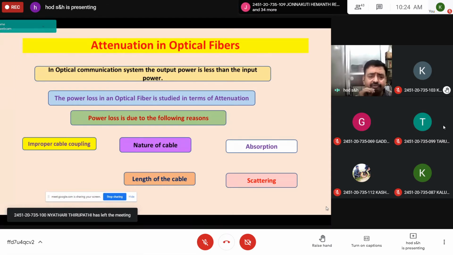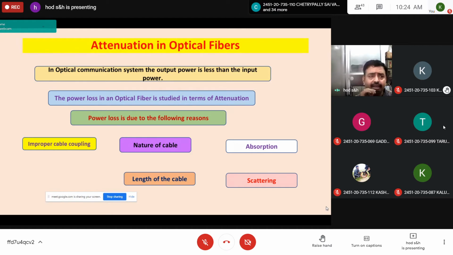It may be because of improper cable coupling or the nature of the cable, the absorption of light by the optical fiber, and the length of the cable, since we sometimes have to transmit data over kilometers. During that process, there is some loss, and the scattering of light is also a reason for attenuation in an optical fiber communication system.